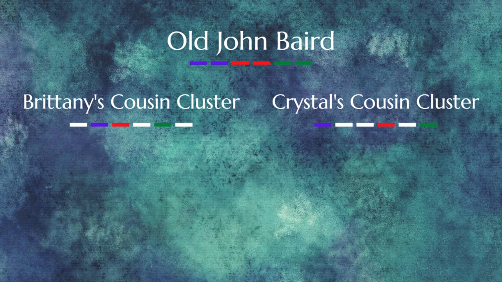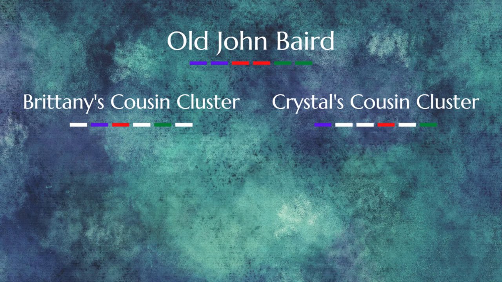What initially caught us off guard was that my cousin cluster didn't match the same segments as her cousin cluster. What's a cousin cluster? It is a group of verified cousins along a specific branch, in this case, my Baird branch, that share a common ancestor along that branch. Of course, everyone from her cousin cluster matched everyone from mine to varying degrees. But why weren't they lining up as a whole?